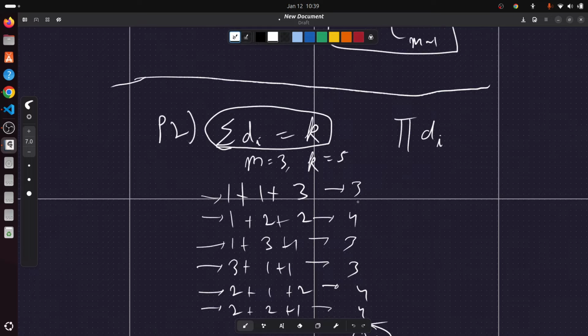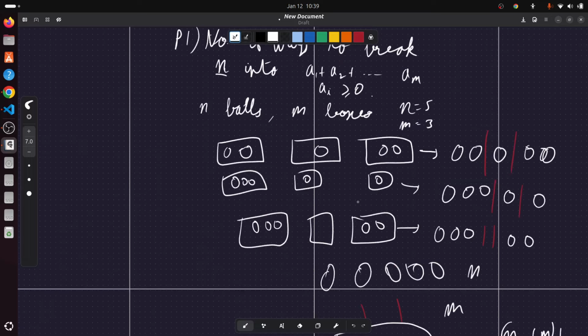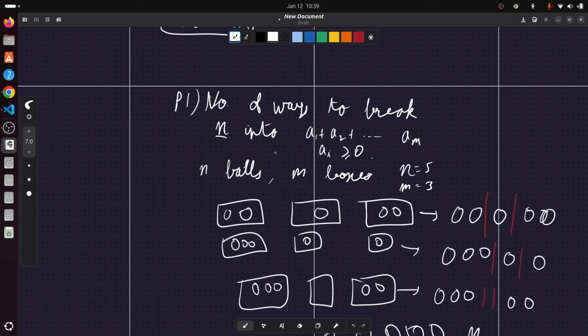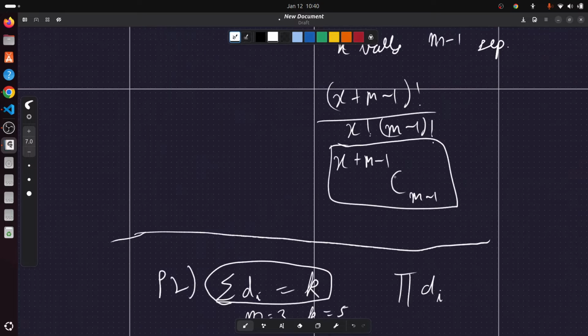The way that we solved this part, we thought of breaking n into a1, a2 up to am as putting n balls into m boxes, and then using n balls and m minus 1 box separators. So we just counted the number of arrangements of that. So that was kind of a beautiful method, right? So actually we can think of this one also like that.